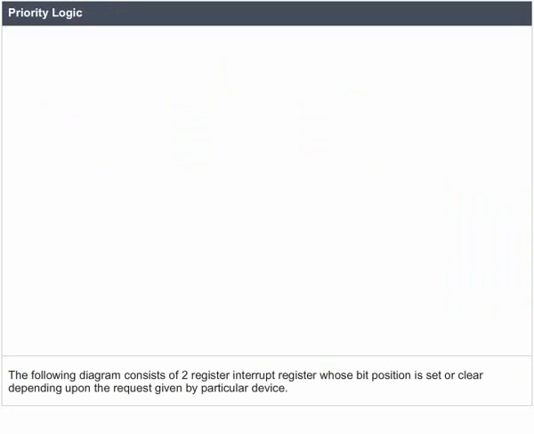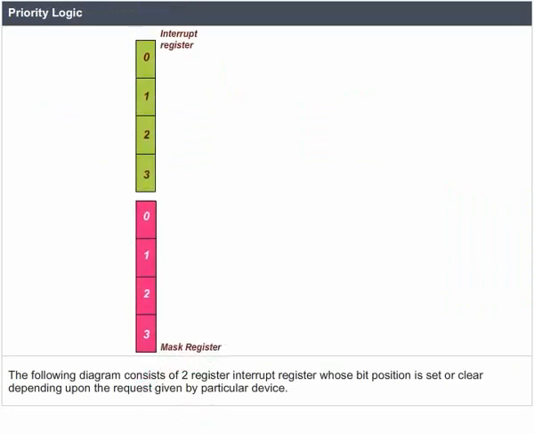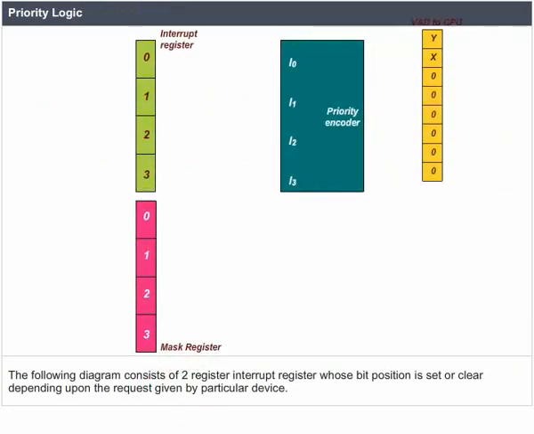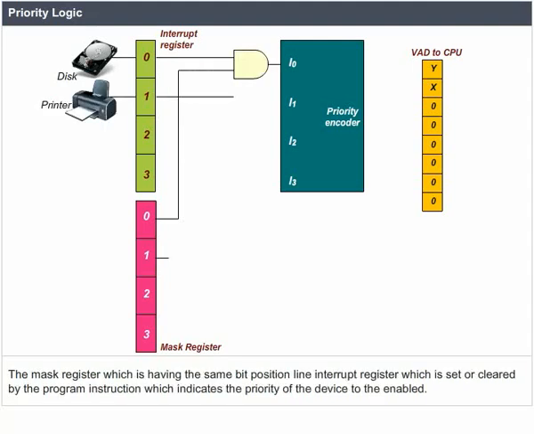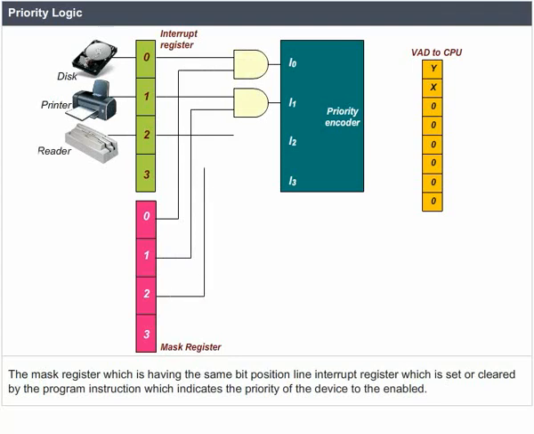Priority logic. The following diagram consists of two registers. The interrupt register's bit positions are set or cleared depending upon the request given by a particular device. The highest priority device occupies the first position, and the lower priority devices occupy lower positions. The mask register has the same bit positions as the interrupt register, and is set or cleared by a program instruction, which indicates the priority of the device to be enabled.